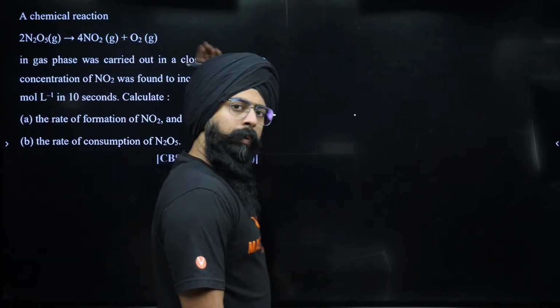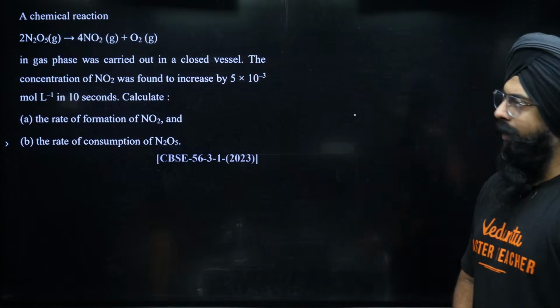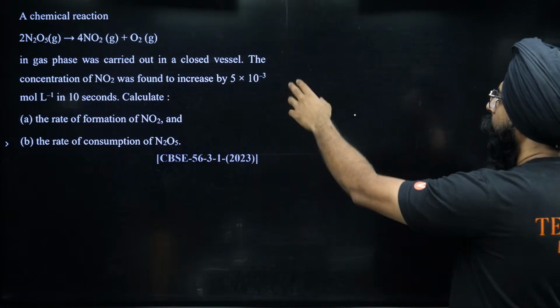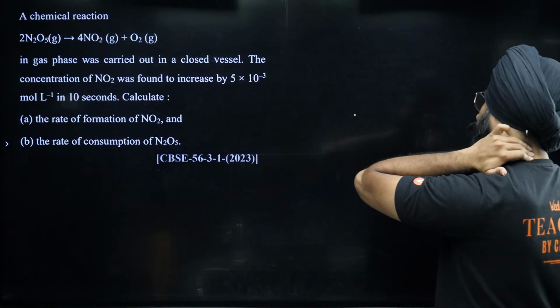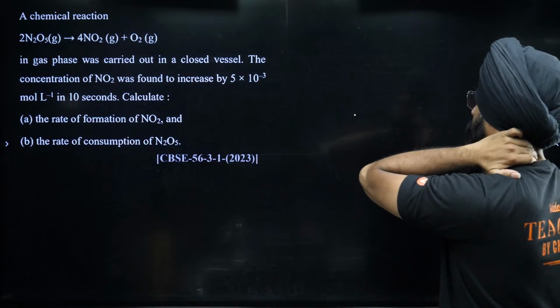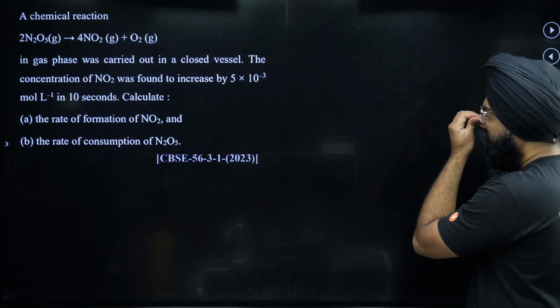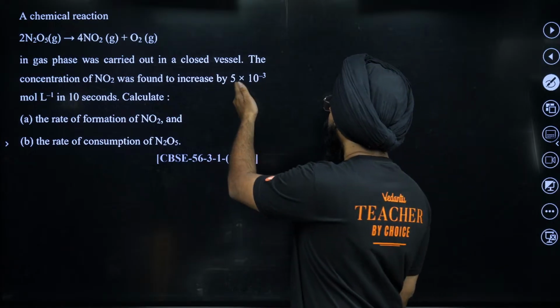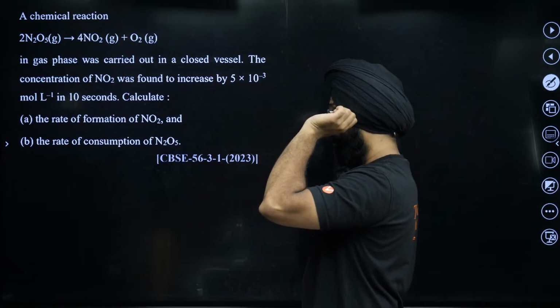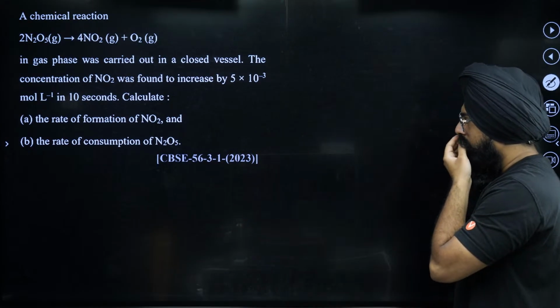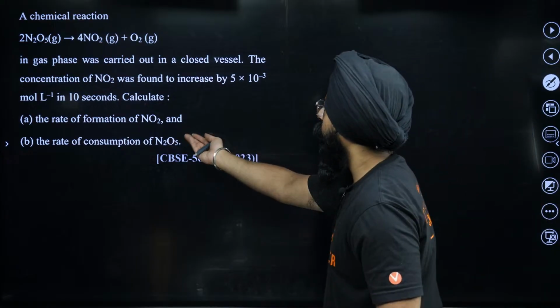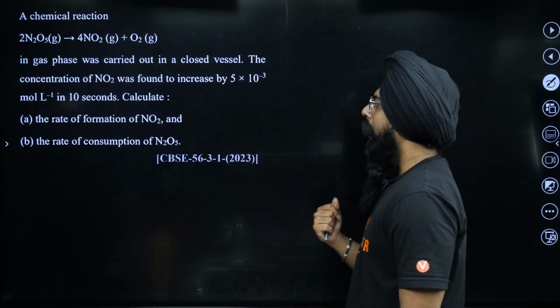So this is an application of that particular statement. A chemical reaction 2N2O5 going to 4NO2 plus O2 in gas phase was carried out in a closed vessel. The concentration of NO2 was found to increase by 5 into 10 to the power minus 3 mole per liter in 10 seconds. Calculate the rate of formation of NO2 and rate of consumption of N2O5.